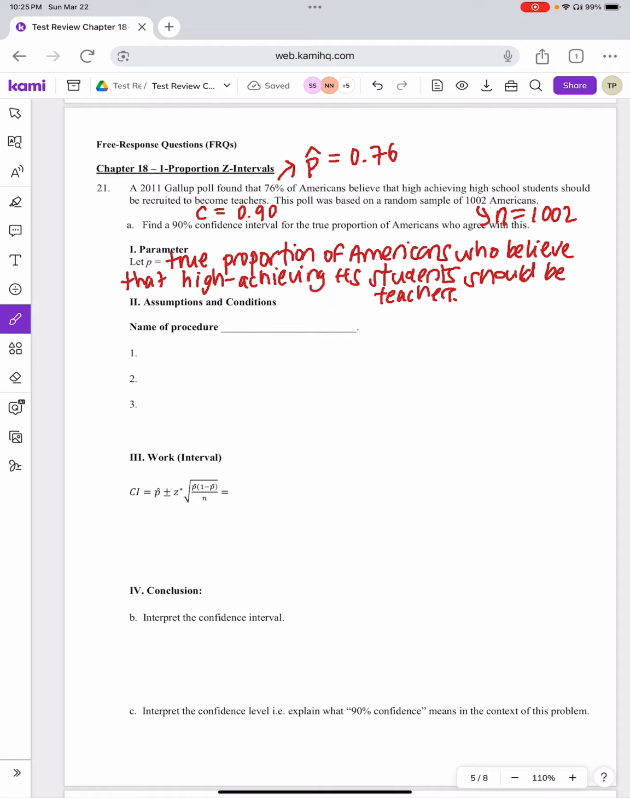All right, so the name of the procedure, because it's a confidence interval and we have one sample, we call this a one prop, which stands for proportion, Z interval. Z means that it's the test statistic for normal distribution. So for conditions, we need to check three things in this order: randomization, independence, and normality.